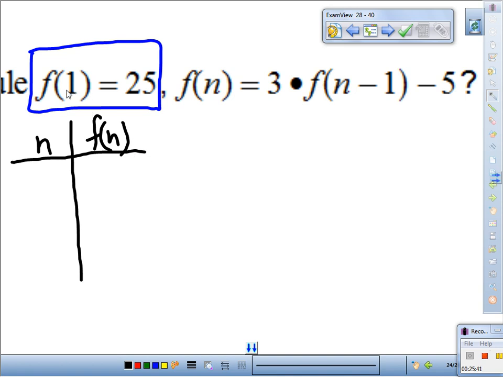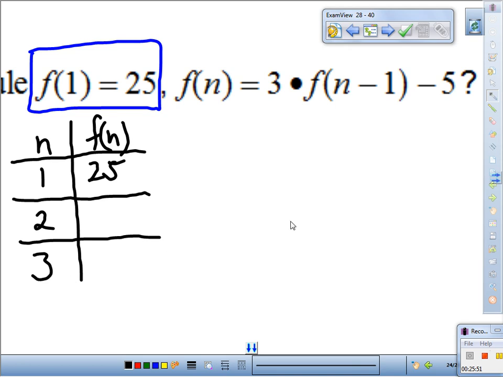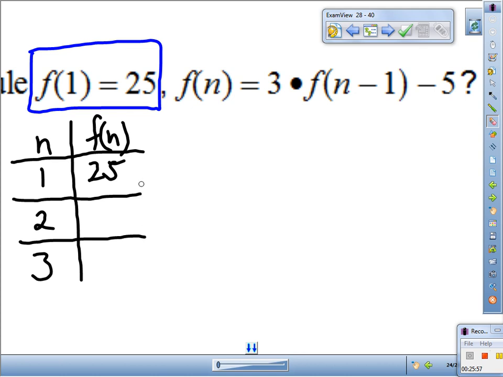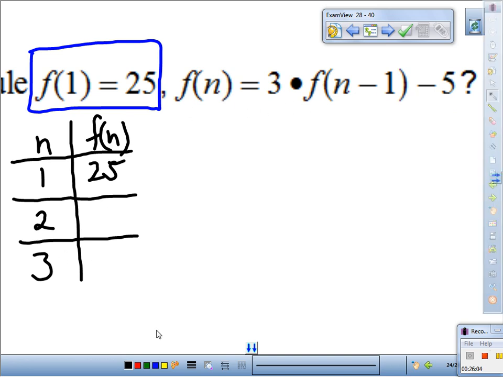And I'm going to write my first term. What is my first term? It is 25. So now I need to find what? The second term. And then from there I need to find the third term. So, let's do the work. Here we go. So to find the second term, I need to use this rule, f of n, but instead of n, what goes there? What's my next value? F of 2.